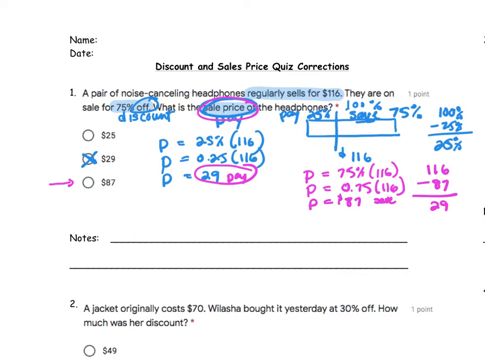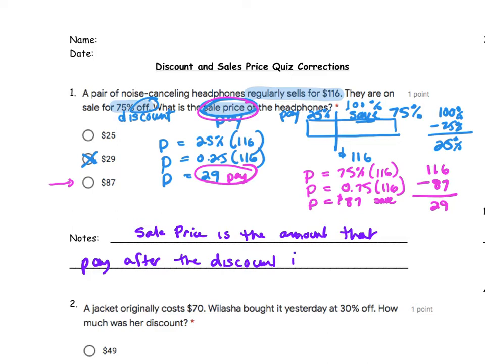So let's make a quick little note. Sale price is the amount that we pay after the discount is taken off. Because we have 4 other questions to get through, I'm going to try to move quickly. However, you may pause at any time if you need time to complete your notes.